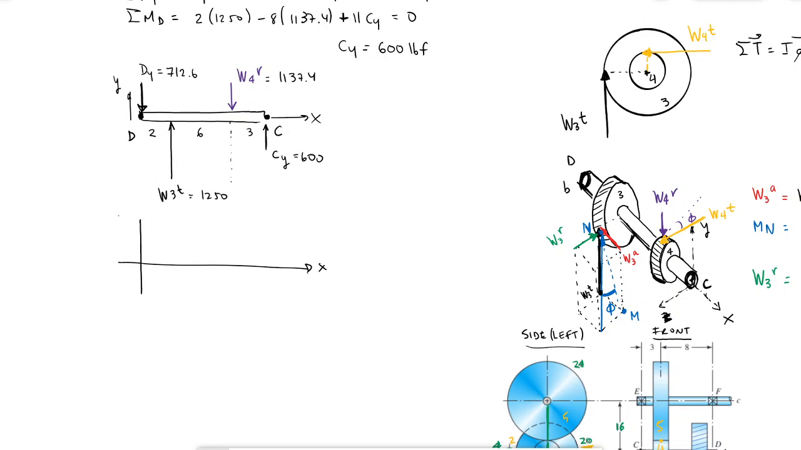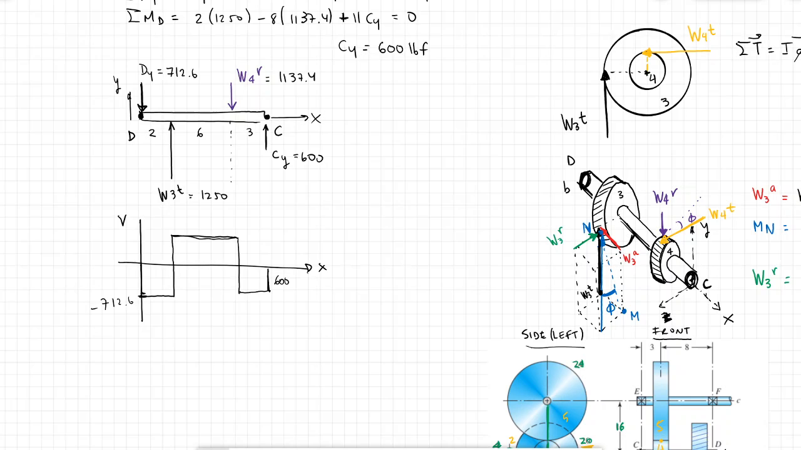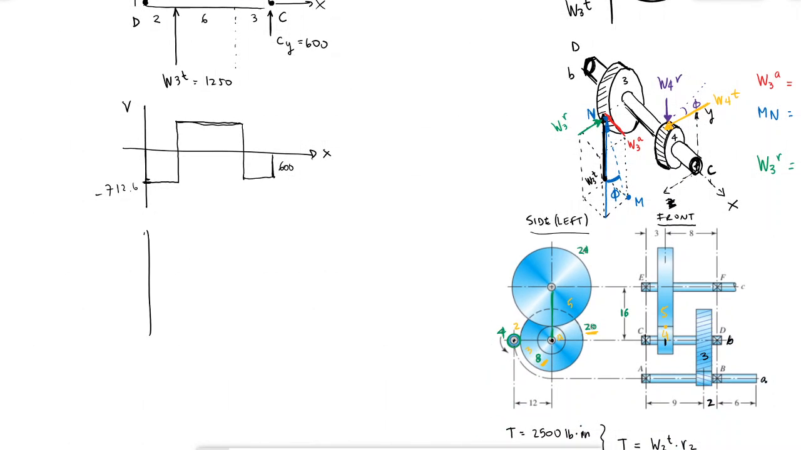Okay, x, y. I'm going to go down 712, then come up 1250, then go down 1137, just a little bit lower than that, and then here I'm going to go up 600. I know that this is a 600, and I know that this is a negative 712.6. I don't need the other values because what I care about is the moments for the shaft, right?